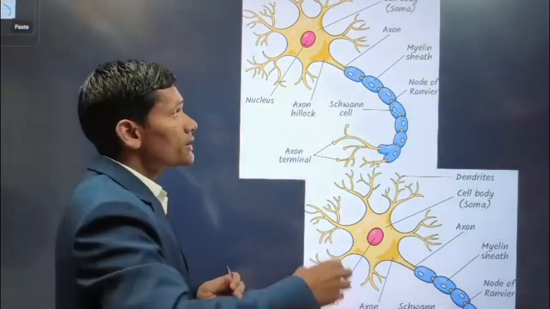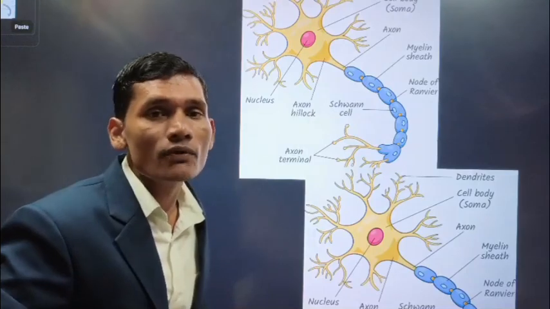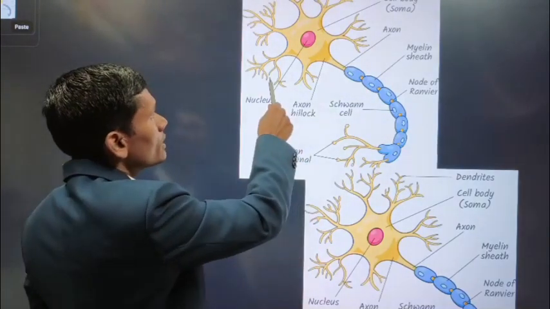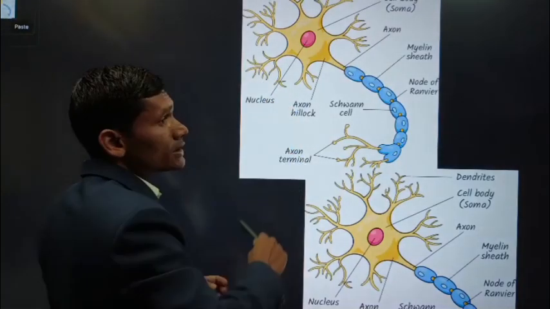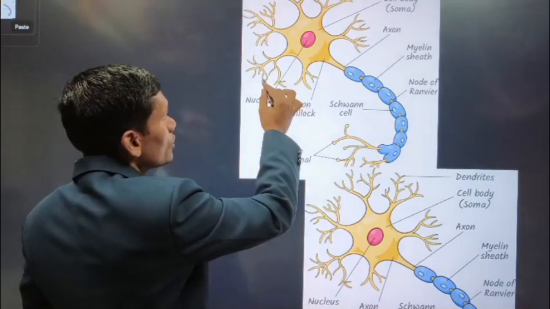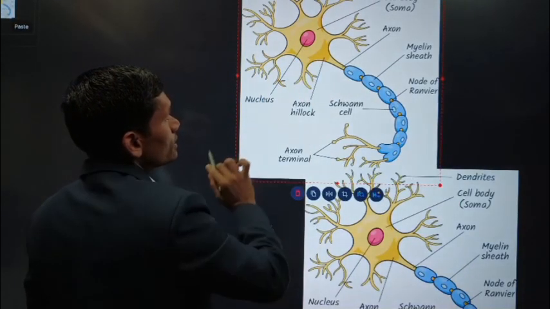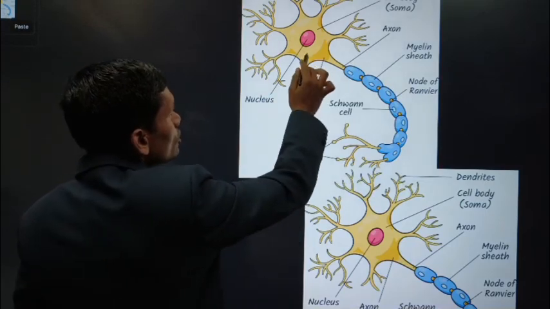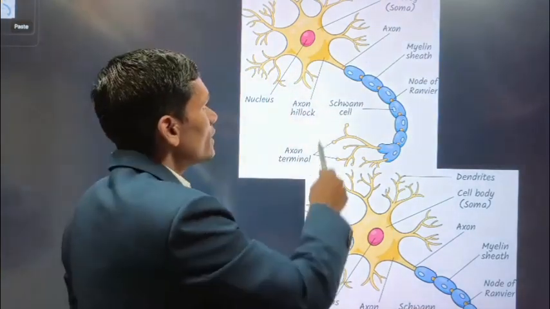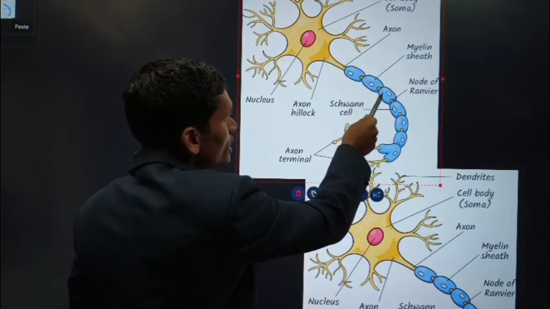When the information is received by the dendritic tips of that neuron, it sets off a chemical reaction. This chemical reaction is converted into an electric impulse. When it is converted to an electric impulse, it is transferred to the cell body. This is the cell body, and this is the nucleus. Later, the same information follows its path through the axon. Here this is the axon, and through the axon it is traveling.